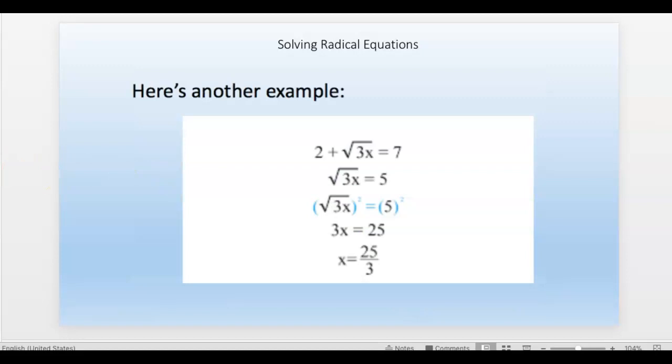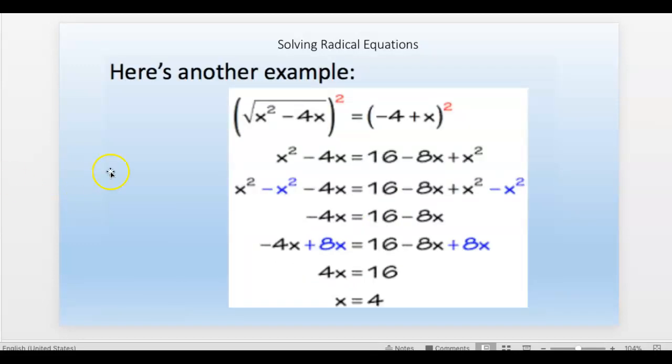And here's another example. Subtract 2 from both sides. The radical term is isolated, so now we can square both sides. That eliminates the radical sign. The 3x just comes outside then. And then you can get rid of the 3 by dividing both sides by 3. Okay?